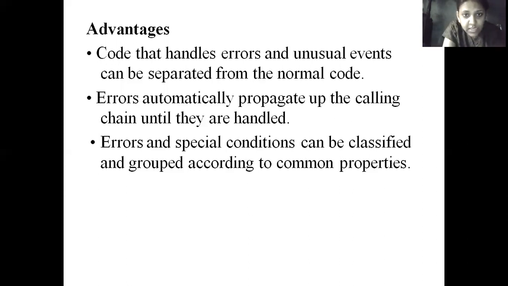Then errors automatically propagate up the calling chain until they are handled. So they have to be handled. If the method where the exception occurs doesn't have any exception handler, the caller method will be contacted immediately. Until it finds some kind of exception handling, it continues to do that. Errors and special conditions can be classified and grouped according to common properties.